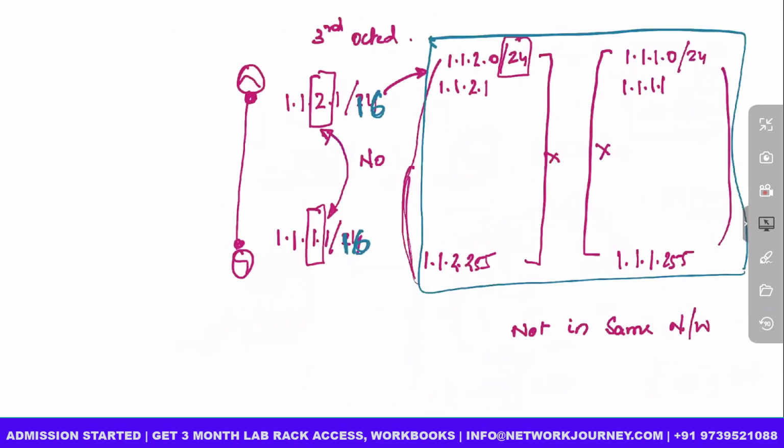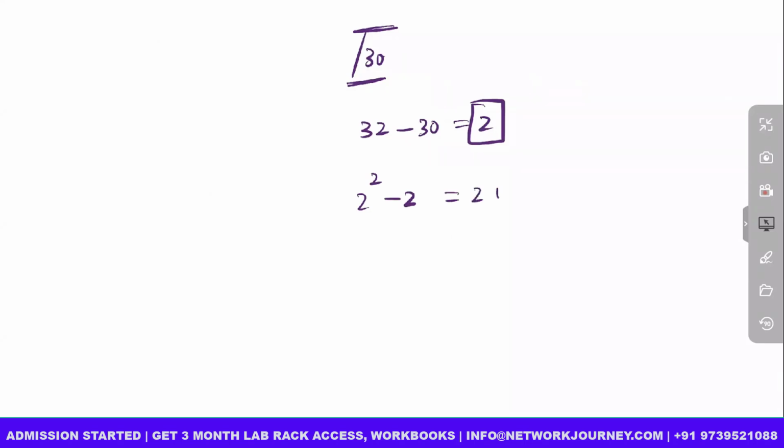Say, for example, I'll just tell you /30. Okay. So out of /30, you know that the total possible is 32. So you have 2 blocks free with you. So if you make a power of it and subtract the first and last, you're going to get two usable IPs.